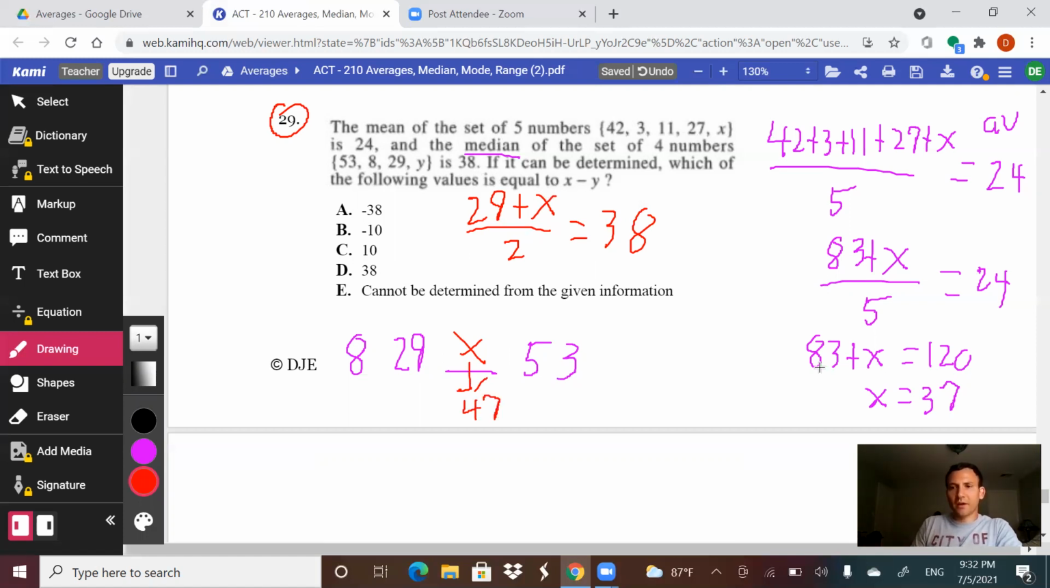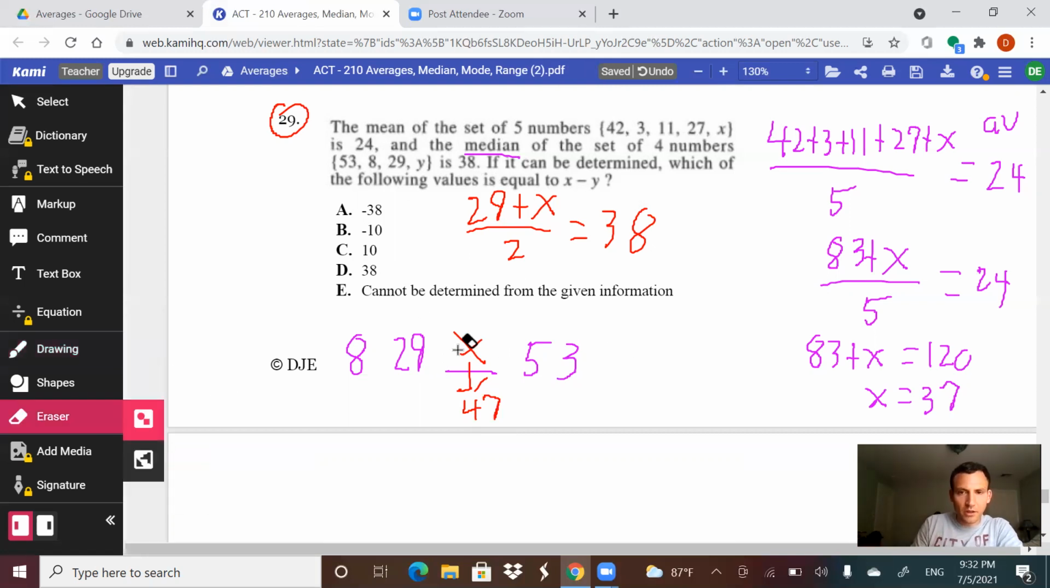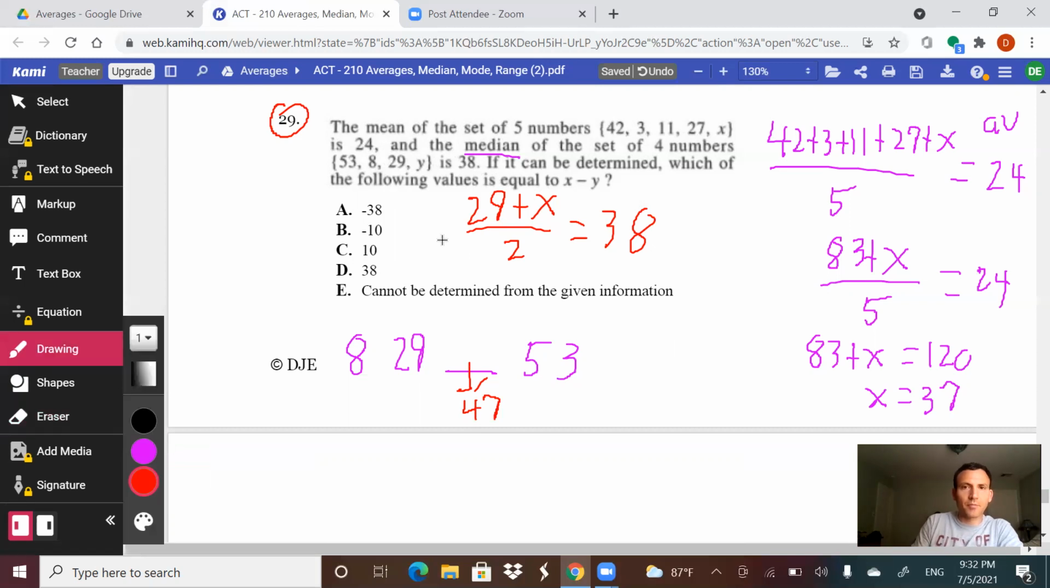So if we want x, or no, y. Why am I calling that x? I should be calling that y, because that's what the problem's calling it. So anyway, if we want x minus y, we're going to get negative 10, right? We're going to get 37 minus 47 is negative 10.